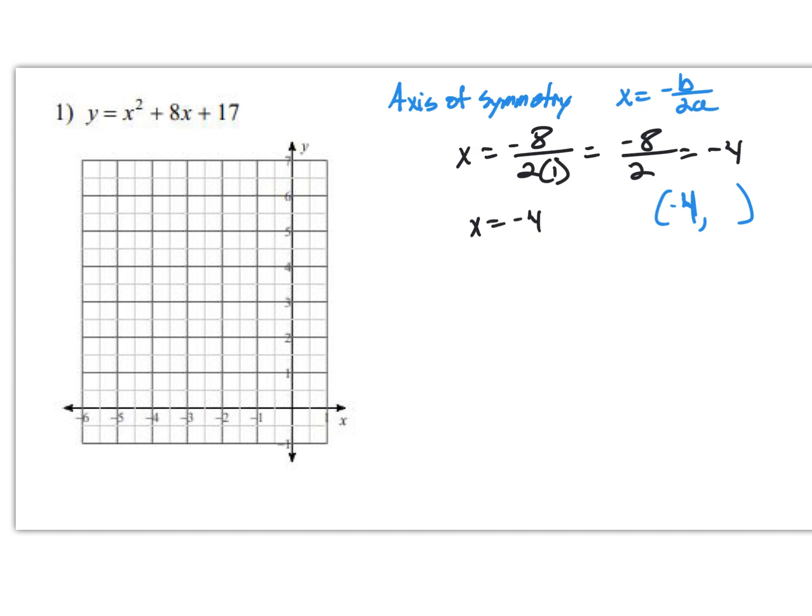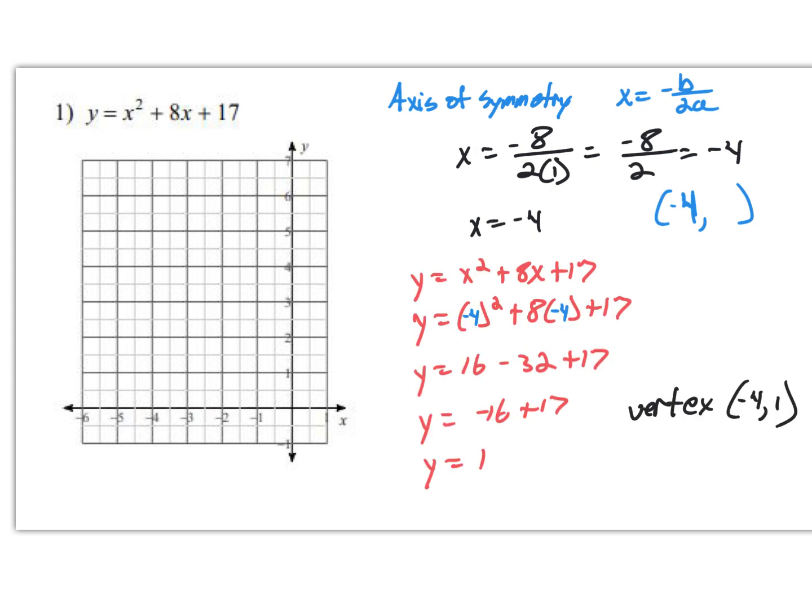So let me work on that. So here you can see I've written y equals x squared plus 8x plus 17, and I've replaced the x with the negative 4. And when you square negative 4, you get positive 16, and then 8 times negative 4 is minus 32, and then of course plus 17. 16 minus 32 is negative 16, and then plus 17 is 1. So the y value of the vertex is 1. So now we know the vertex is at negative 4, positive 1.